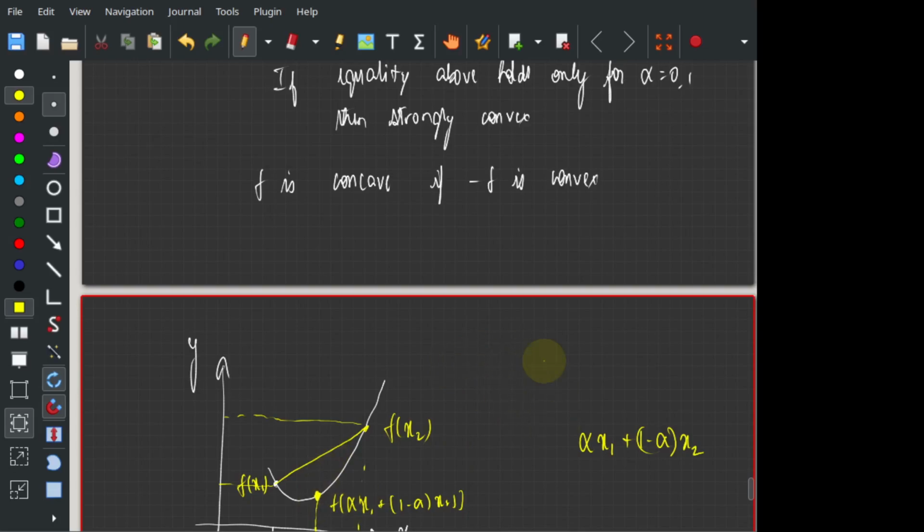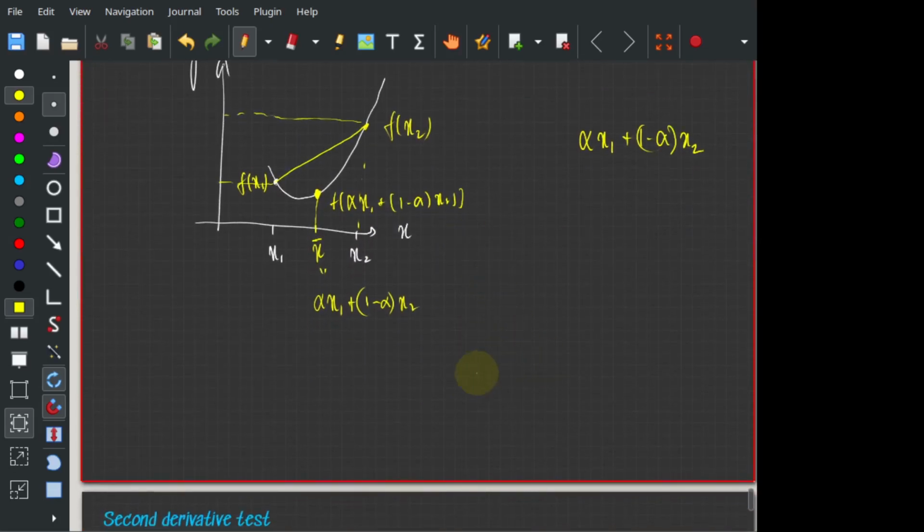So, for example, if I took the following function, f of x, which is 0 if x is, say, less than or equal to 0, and it's equal to x if x is greater than 0. All right. Is this function convex?